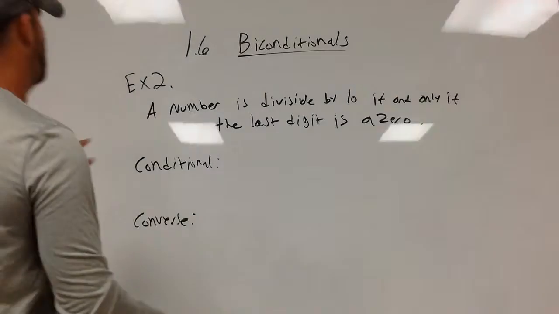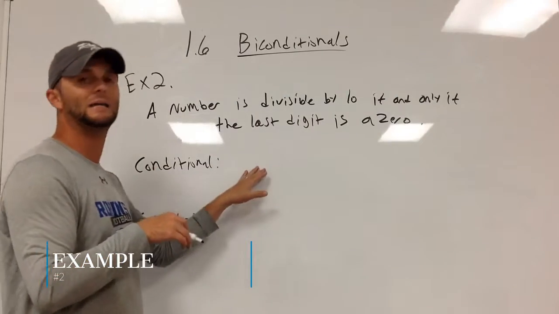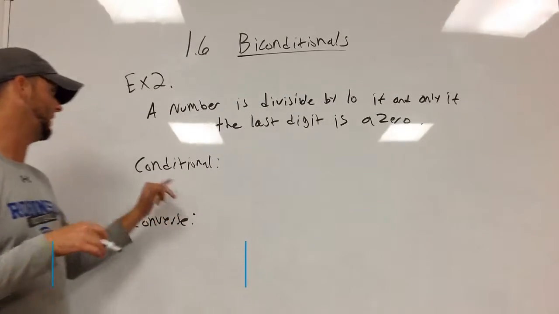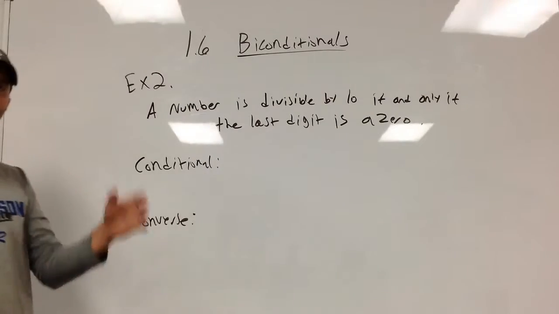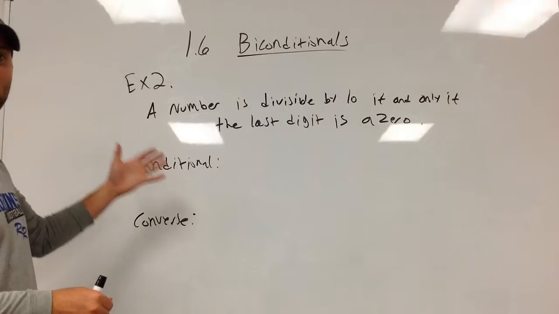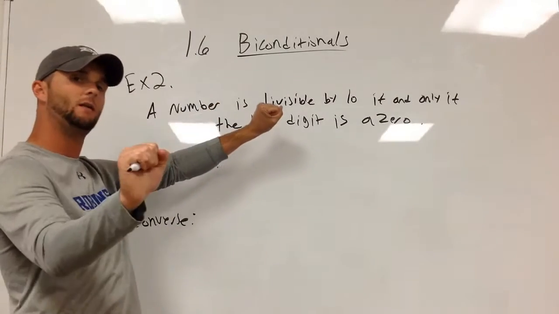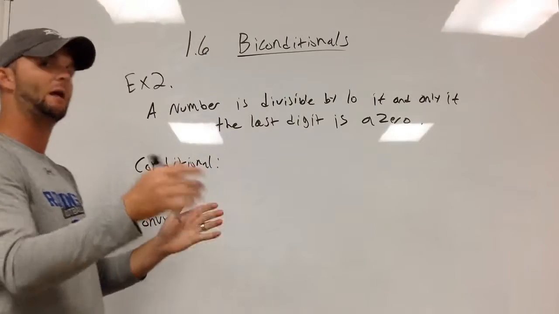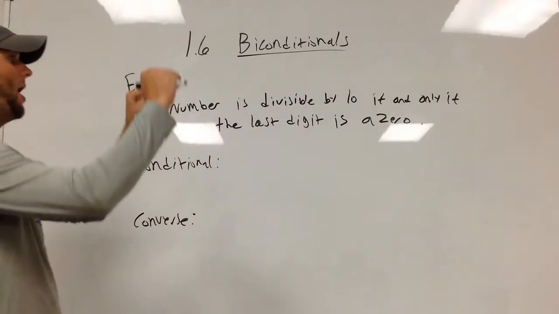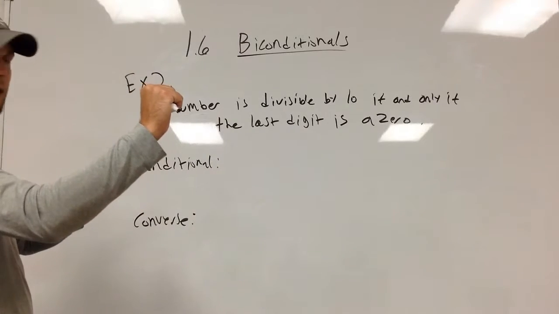Alright guys, now on example number 2, it's wanting us to work backwards. So it's given us a biconditional, and it wants us to write the conditional and converse so we get a better understanding of how this works. Remember, if I have a biconditional, I take the conditional, drop if and then, and put if and only if. Now I'm going to do it backwards. I'm going to drop if and only if, and put in if and then. Okay? So here we go.